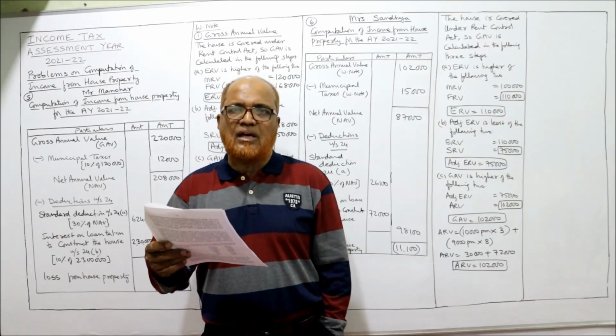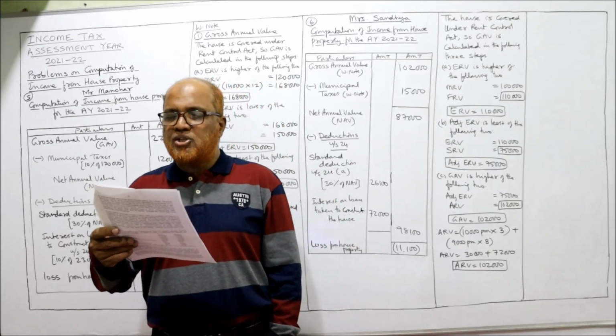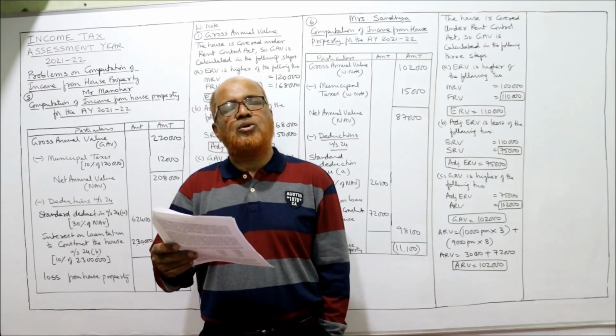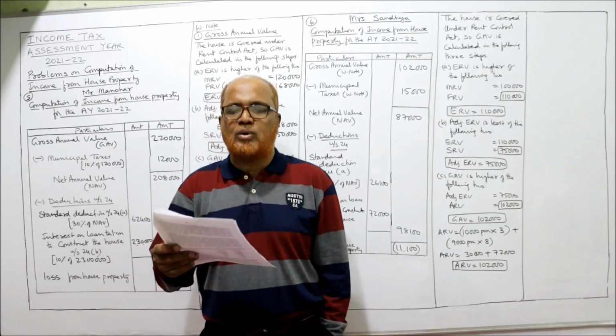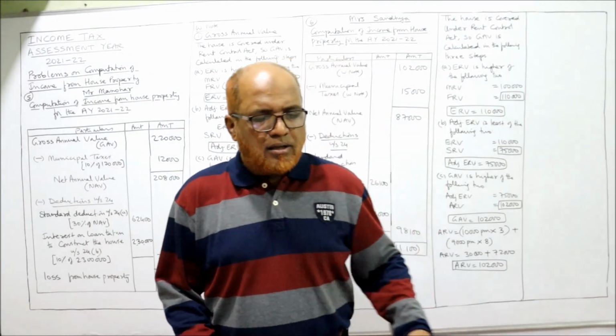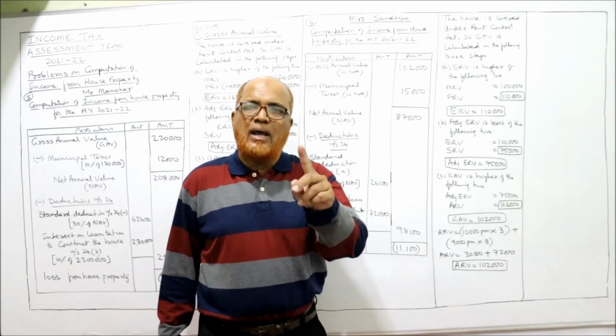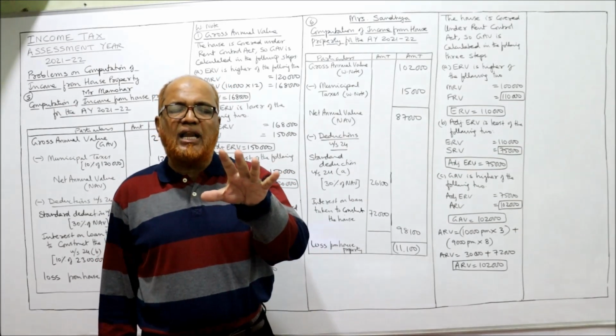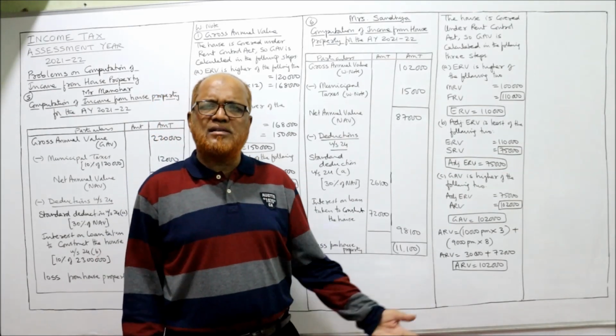Municipal taxes 15,000, allowed as deduction. Interest on loan taken to construct the house 72,000, allowed as deduction under section 24B. Calculate income from house property. Again, the only new point here is 1 month unrealized rent. That's it. Very simple.